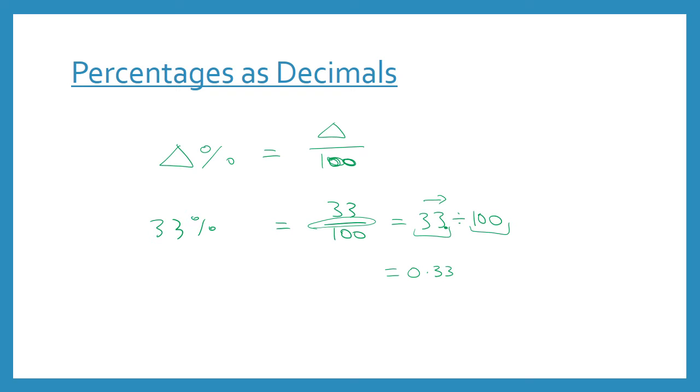So any percentage which is less than 100%, we're just going to get 0. that number. Now if we had a percentage like 246%, it's going to be 246.0 divided by 100. We're going to move the numbers 2 places to the right, so we're going to get 2.46.